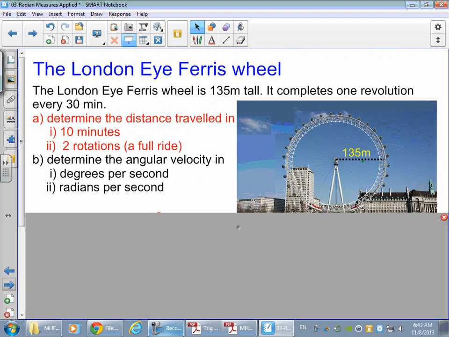So I'm just going to go through one word problem here dealing with those two concepts. The London Eye, I believe, is the largest Ferris wheel in the world. You can't quote me on that. And my diagram is wrong here. I meant to stretch this out. So the question tells me that the Ferris wheel is 135 meters tall, and asks me to determine a couple of distances along the edge of the Ferris wheel and some angular velocities.